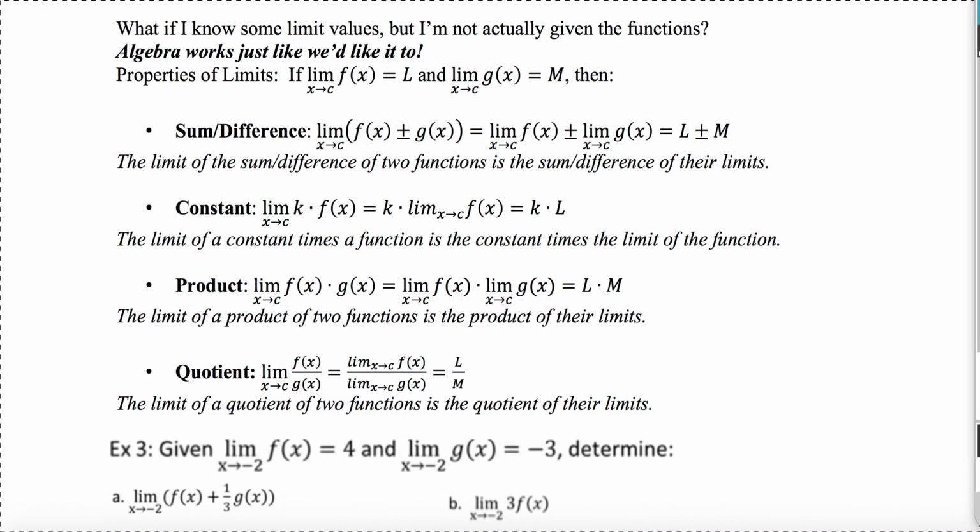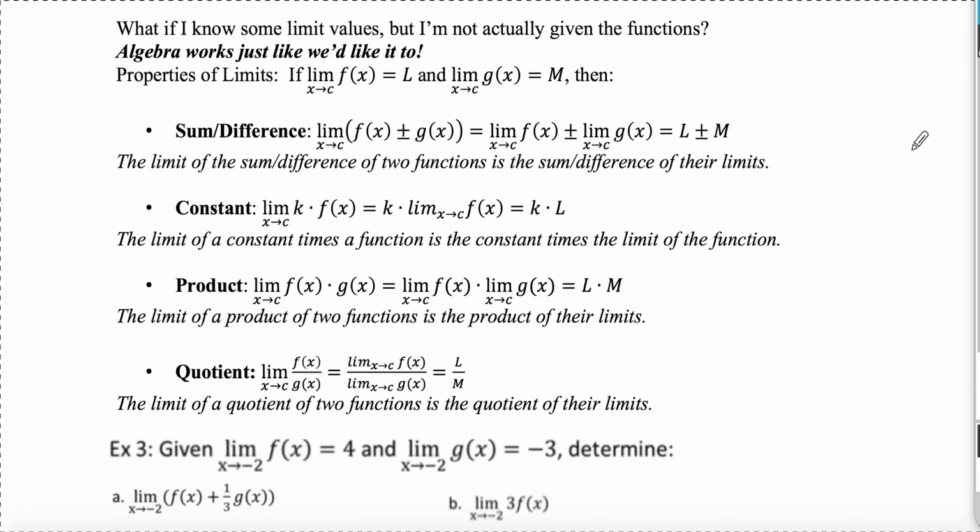So one of the nice things about limits is that they are fundamentally a fairly easy algebraic thing to work with. If we know certain values of limits, but not what's going on with the functions, we can actually still do a lot of interesting work. All of our algebra works like it normally would, which is kind of nice. The examples I have here are sort of our relatively basic ones.